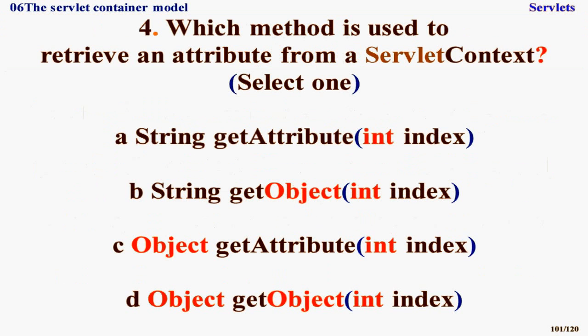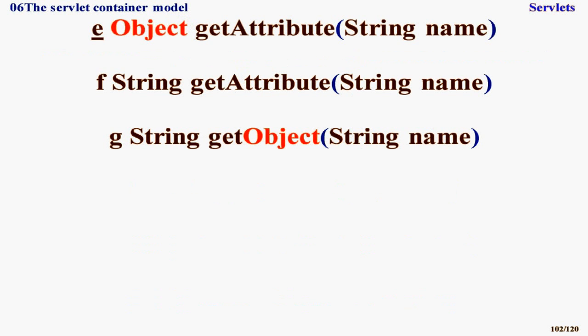4. Which method is used to retrieve an attribute from a ServletContext? Select 1. A. String getAttribute(int index). B. String getObject(int index). C. Object getAttribute(int index). D. Object getObject(int index). E. Object getAttribute(String name). F. String getAttribute(String name). G. String getObject(String name).